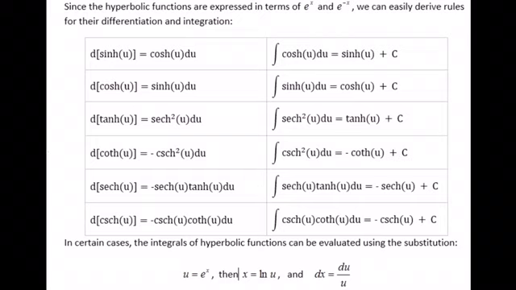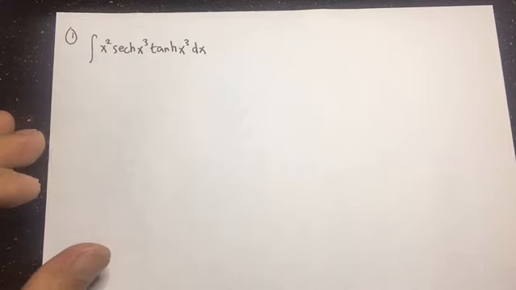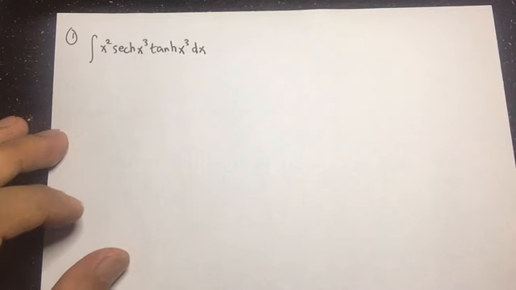In certain cases, we might also use u substitution for the integration. If we let u be e to the x, then x is equal to ln of u and dx is equal to du over u. We might use that for our next examples. Now let's apply those formulas in some problems.